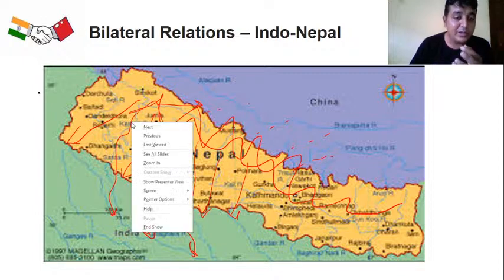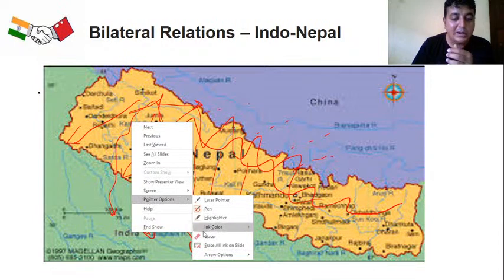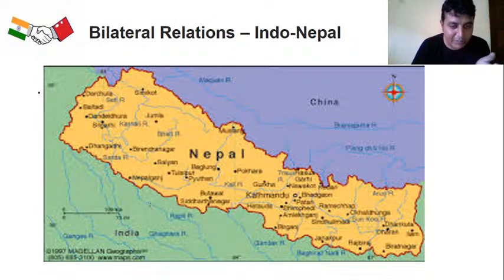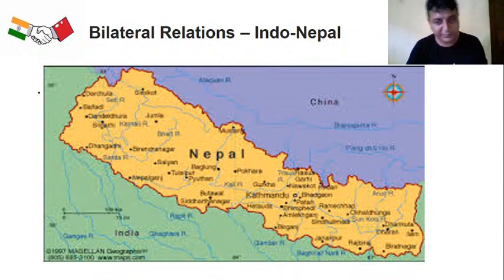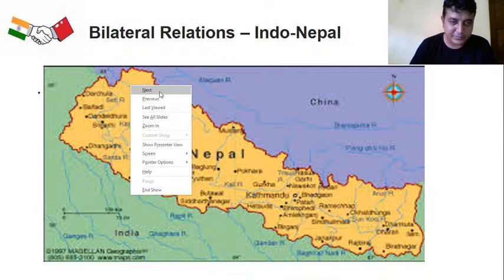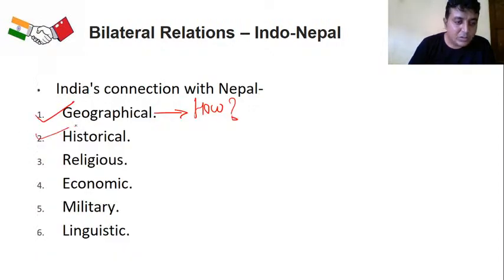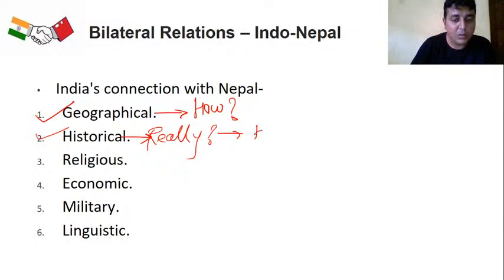And rivers, you know that most of the cultures in the world developed on the banks of rivers. Clear? So we have a connectivity with Nepal in that manner. Geographical manners are important. Clear? The next thing, historical. Really, if it is really, how?